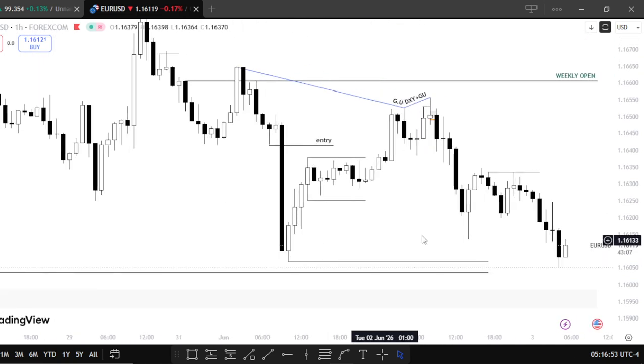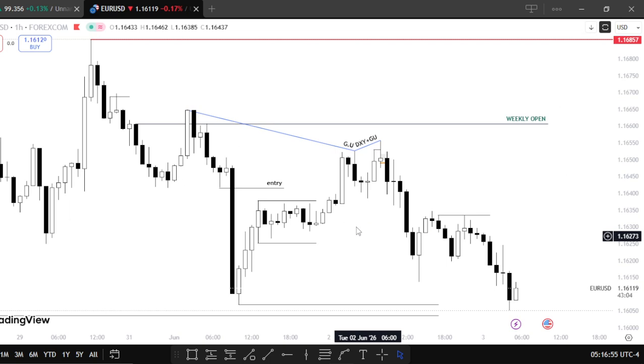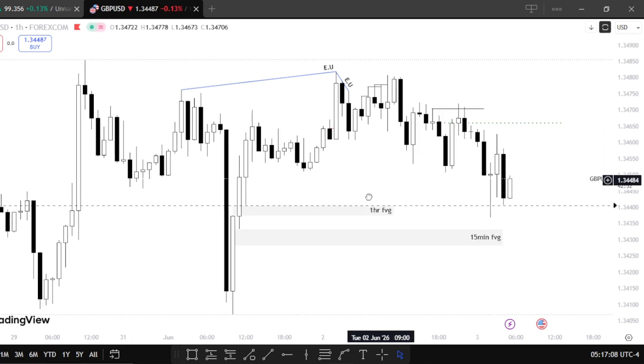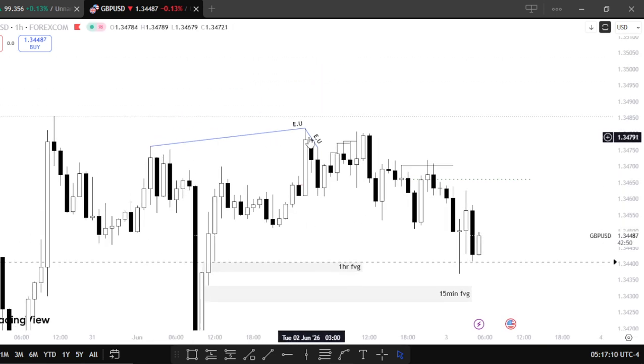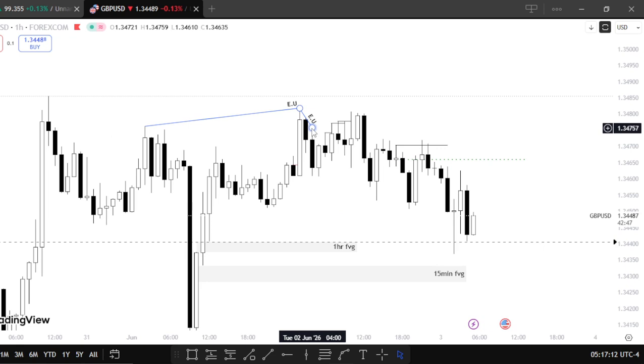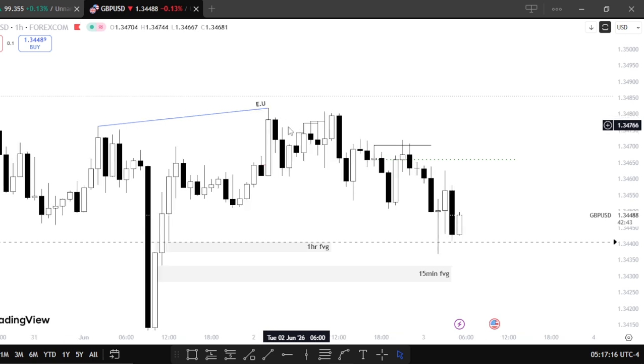So this is the Monday high, this is the Tuesday high. In GBP USD we took the high here. Okay, this is Monday and this is Tuesday. We took the high. Okay, let me take this out.